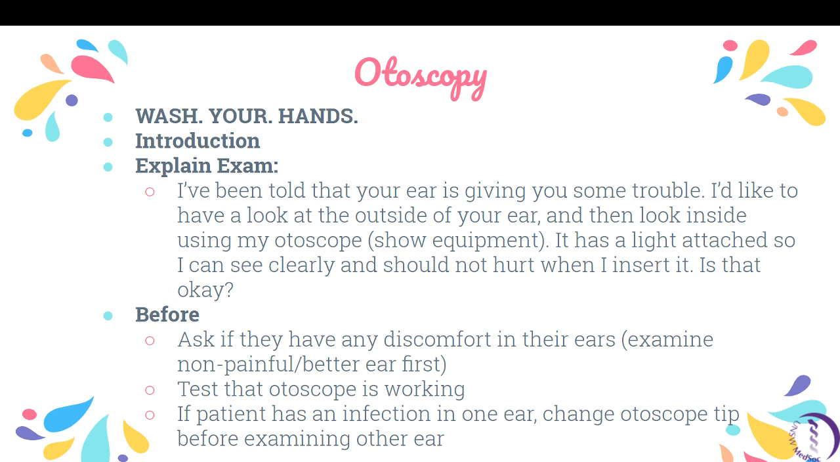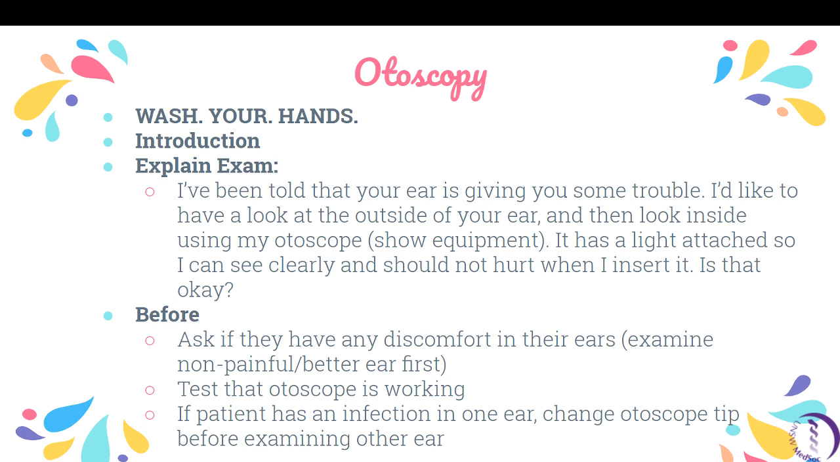Okay, so in this case, you just say something like, I've been told that your ear is giving you some trouble. I'd like to have a look at the outside of your ear, and then look inside and use my otoscope. Show them what the otoscope is. It can look a bit scary, so you just say that it has a light attached so I can see clearly, and it shouldn't hurt when I insert it. Is that okay? Because in order for them to properly give consent, they need to know what you're doing to them.